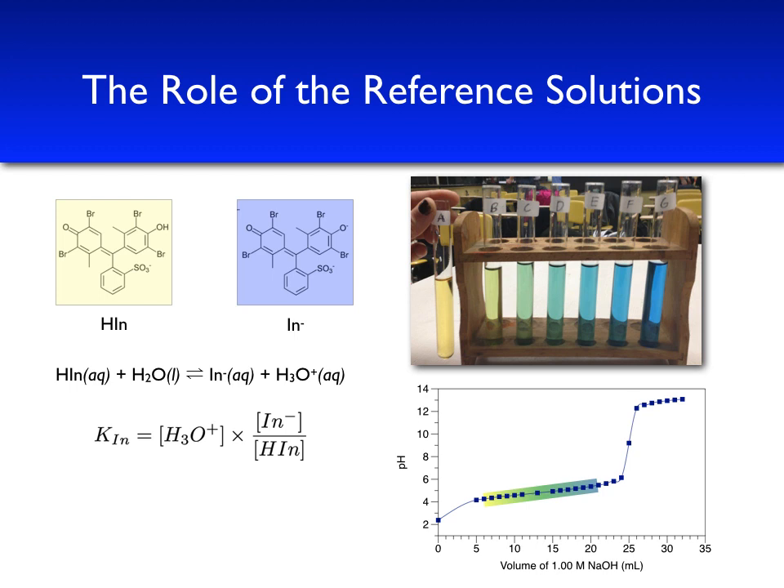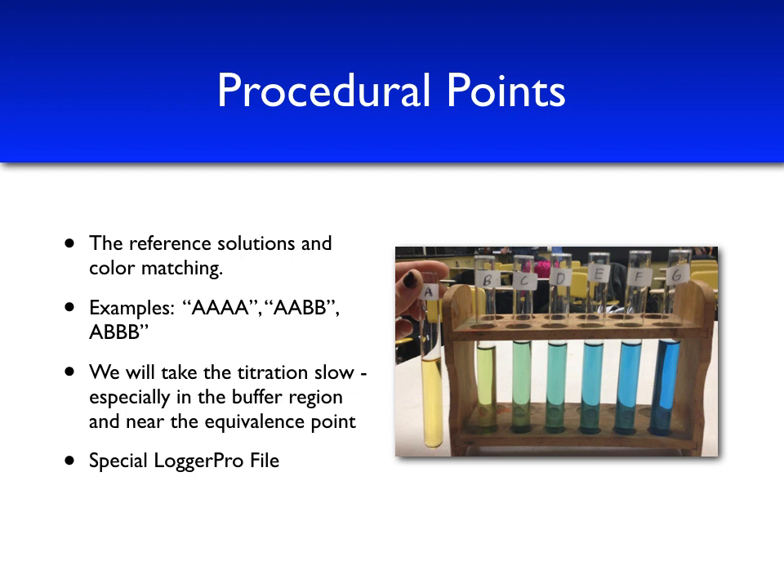Let's take a look at the procedural points to outline how we're going to do this. To do our color matching, as we add our NaOH to our acetic acid solution, which will also contain bromocresol green, we'll have to bring out our reference solutions to see how the color matches up with each solution. Sometimes they'll match up completely with one of the solutions, but oftentimes they'll be somewhere in between.